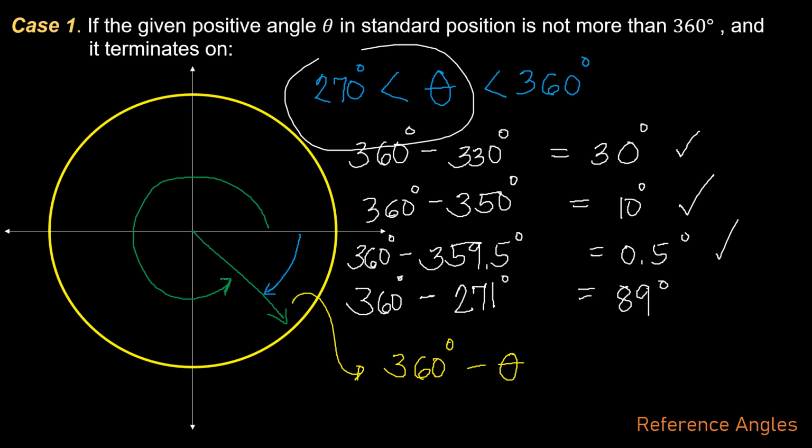an acute angle. So these are the possible cases where the given angle is positive, so that's clockwise, and at the same time it's not more than 360 degrees. So what about if we're referring to a negative angle, and how can we immediately identify the reference angle when the given angle is negative? So that's next.